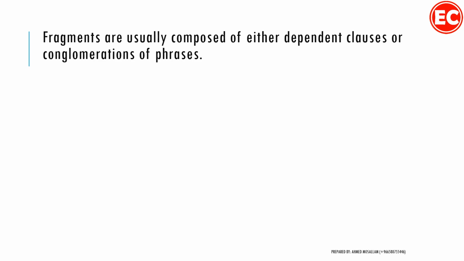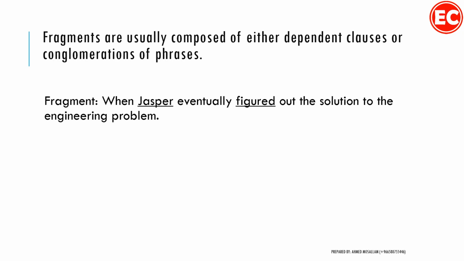So fragments are usually composed of either dependent clauses or conglomerations of phrases. Simply read this example. When Jasper eventually figured out the solution to the engineering problem, what happened? Still need something. If you just remove the word when from the sentence, you'll find it is a complete sentence. But the sentence here is a fragment, so I'm going to keep when here.